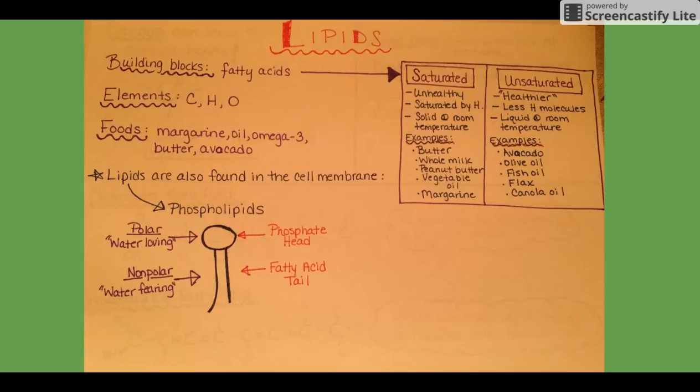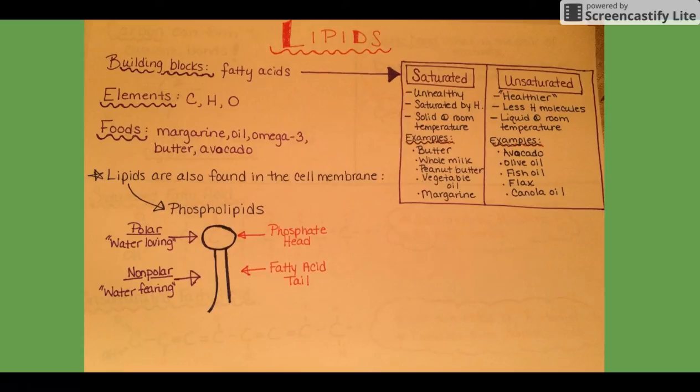So the main thing to remember with these is that they're really just long chains of carbons that have hydrogens attached to them. And depending on if they're saturated or unsaturated, they have more or fewer hydrogens. So if you think of the word saturated, something saturated, it's completely surrounded with hydrogens in this case. So once again, foods would be margarines, oils, omega-3s, butter, avocado.